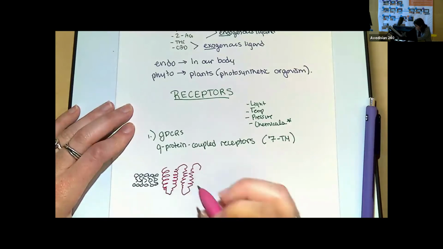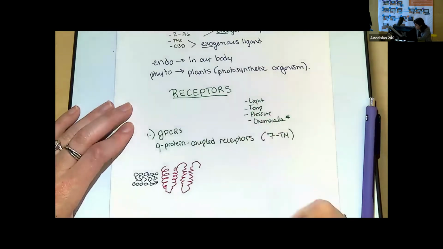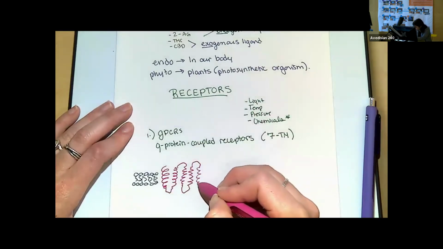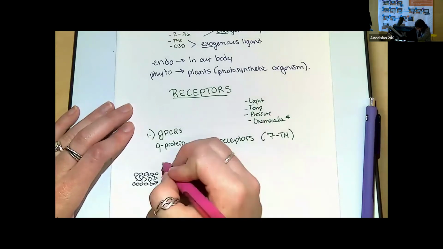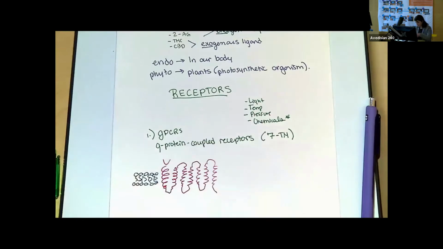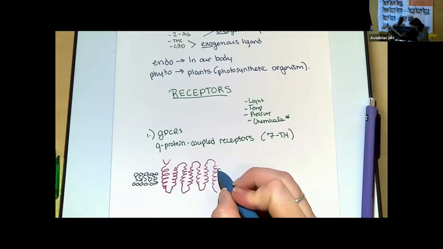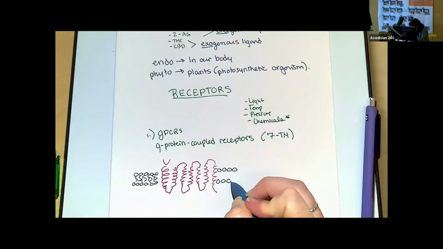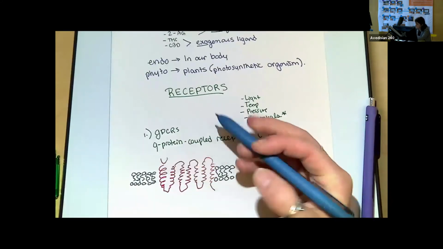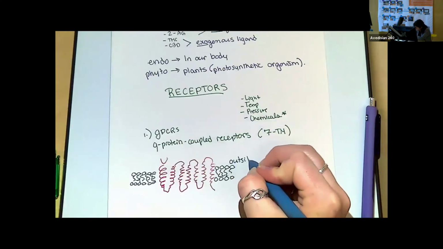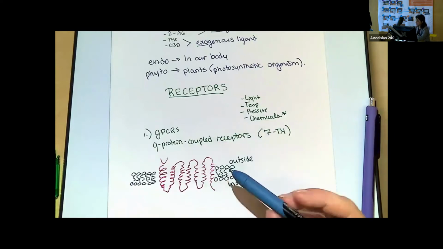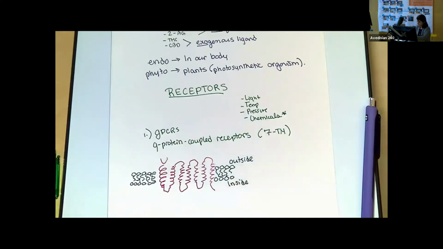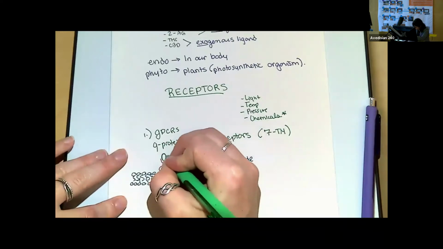So again, these are transmembrane receptors. They're going through the membrane. 1, 2, 3, 4, 5, 6, 7. So what you'll notice in this diagram, which is very important to the function of GPCRs, is that you have one part that's on the outside of the cell, and then the other part is on the inside of the cell. So this is how these receptors are able to bind to specific ligands.